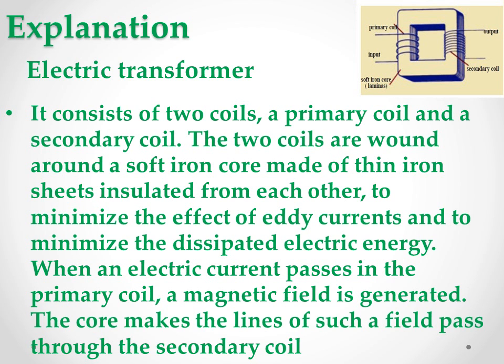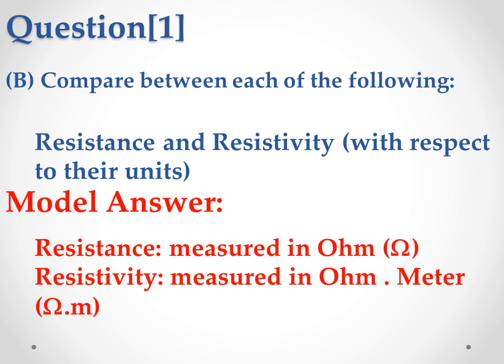Explanation. Electric transformer. It consists of two coils, the primary coil and a secondary coil. The two coils are wound around a soft iron core made of thin iron sheets insulated from each other, to minimize the effect of eddy currents and to minimize the dissipated electric energy. When an electric current passes in the primary coil, a magnetic field is generated, which passes through the secondary coil.